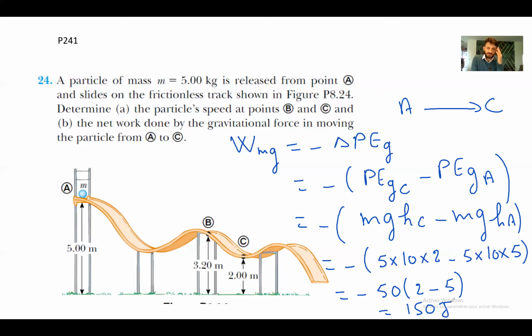You have to remember also this relation omega mg equals minus delta potential energy, because in general omega fc equals minus delta potential energy. Fc can be mg or fc can be fs. In these cases, you can use directly omega equals minus delta potential energy. That's all about this problem.